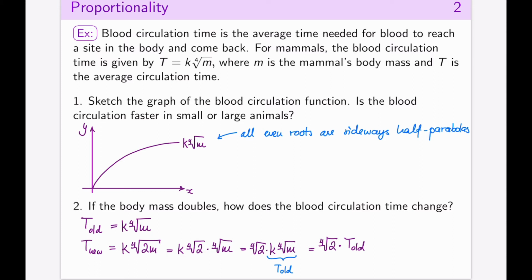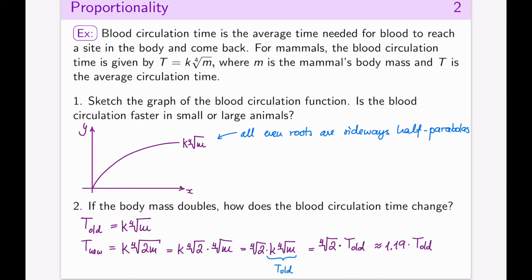So what is the fourth root of 2? It's some number. You can pull out a calculator or type it into Wolfram Alpha and you will see that the fourth root of 2 is approximately 1.19. So what I have is 1.19 times t old. As the body mass doubles, the blood circulation time acquires a multiple of 1.19.